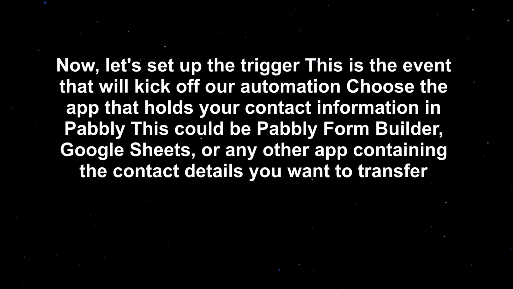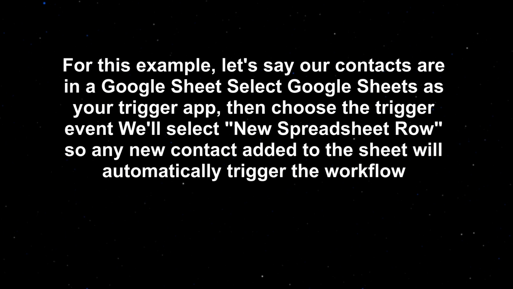Now, let's set up the trigger. This is the event that will kick off our automation. Choose the app that holds your contact information. In Pabbly, this could be Pabbly Form Builder, Google Sheets, or any other app containing the contact details you want to transfer. For this example, let's say our contacts are in a Google Sheet. Select Google Sheets as your trigger app.